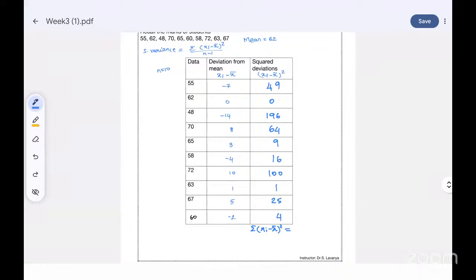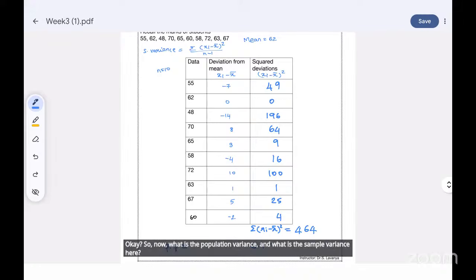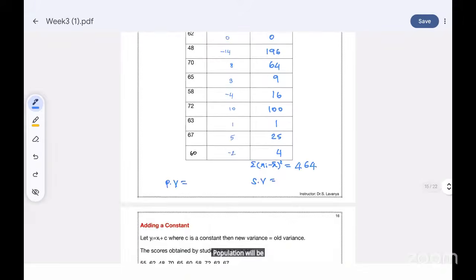What is the total? Have you calculated? Yes, ma'am. 464. Okay, so now what is the population variance and what is the sample variance here? Population will be 46.4 and sample will be 51.55. Is that correct? Yes.